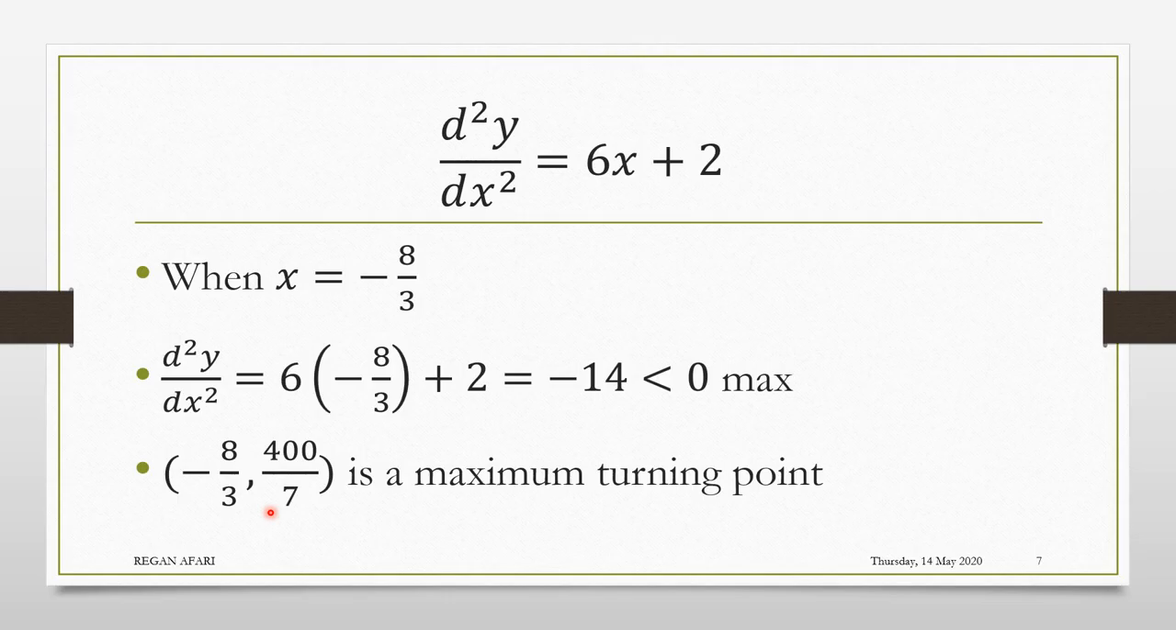All right, so whenever you are to determine the nature, kindly differentiate your already differentiated function again. Okay, so that is the second differential. All right, then you use the x values from your turning points to determine whether it's a minimum or a maximum. A maximum will be negative and then a minimum will be positive.